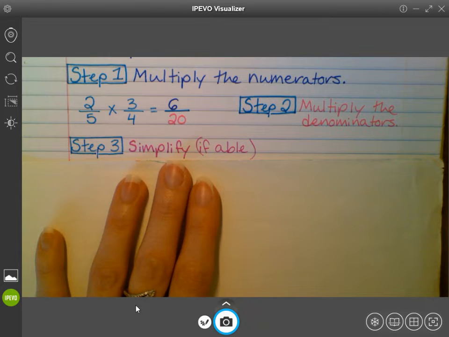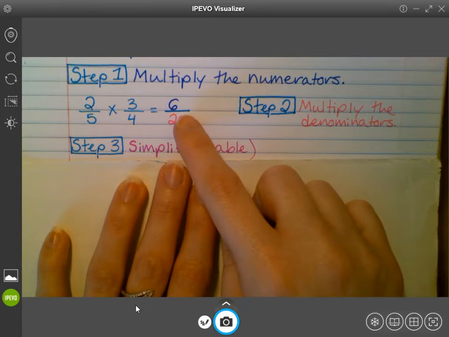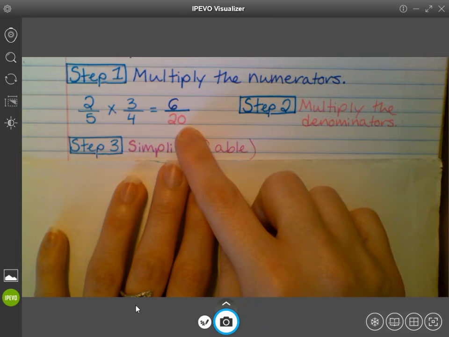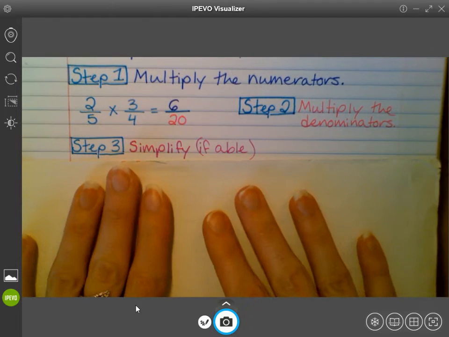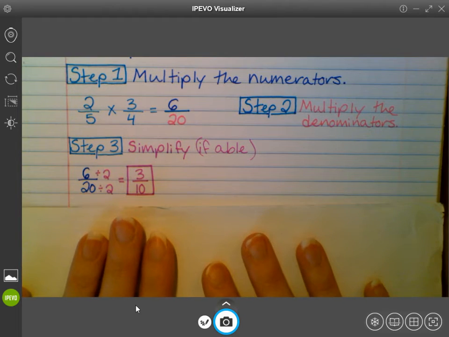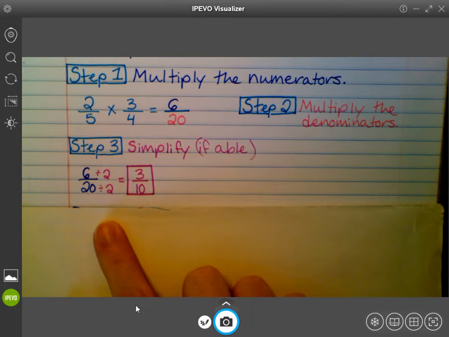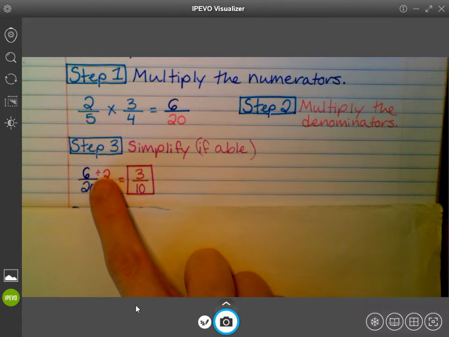All right, there are 2 answers I heard. How many of you think the largest number we can divide 6 and 20 by is 2? All right, how many of you think it's 3? Well, 3 can go into 6. Can 3 go into 20 evenly? No. So, 2.